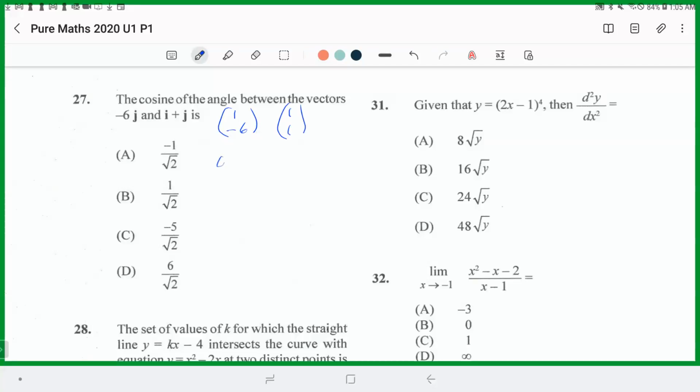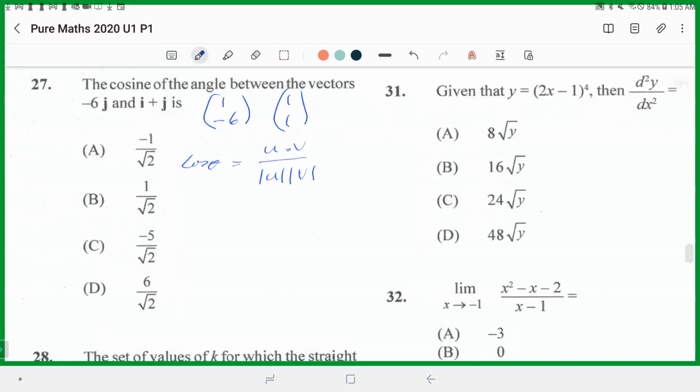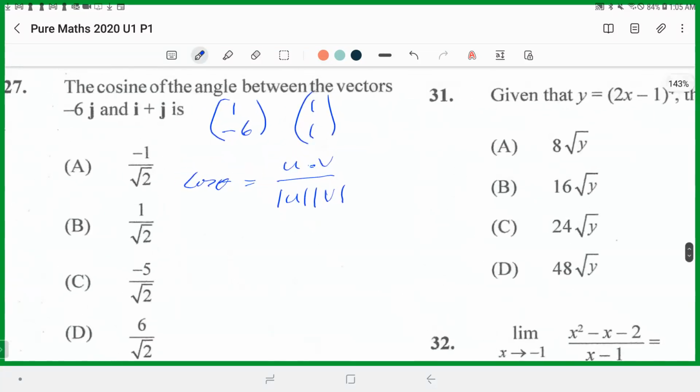Remember, theta is the angle. Cos theta equals the scalar product u dot v over the modulus of u times the modulus of v. So that's what we can create.